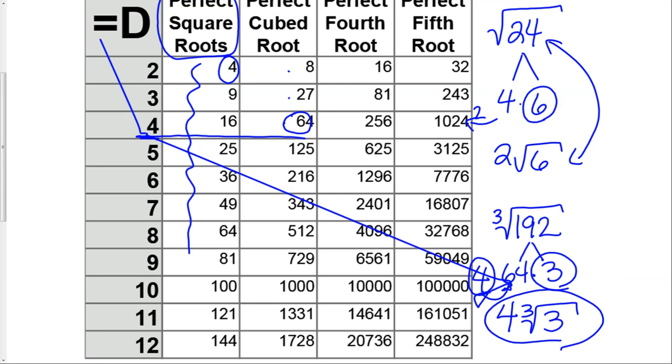Okay, that's how you use this chart. You try to find a number underneath in the chart that will go into the number underneath the root evenly, and then you're going to break up that number underneath into the factors.